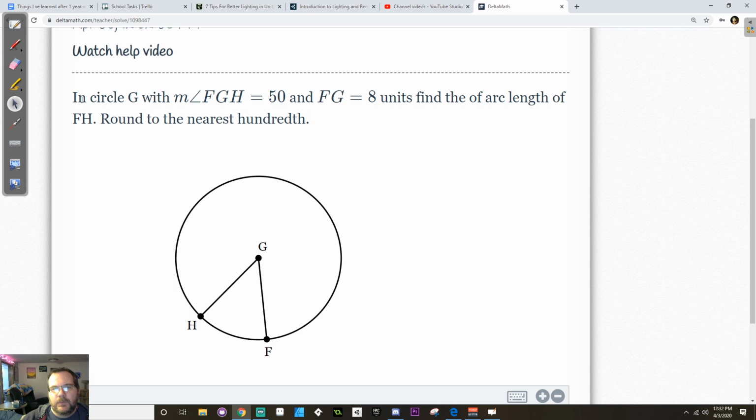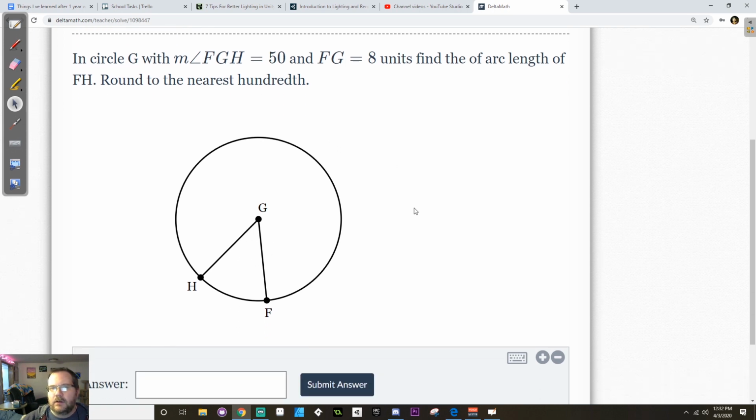All right, so first, here we go. In circle G, with the measure of FGH being 50 degrees, and FG, which is the radius, being 8 units, we want to find the arc length of FH and round to the nearest hundredth. So I'm going to get my calculator out. All right, so starting here, I'm going to set up my proportion. You don't have to do this every time. I just like to do this. Arc length over circumference is going to be equal to the angle over 360. And then I need to find the circumference here.